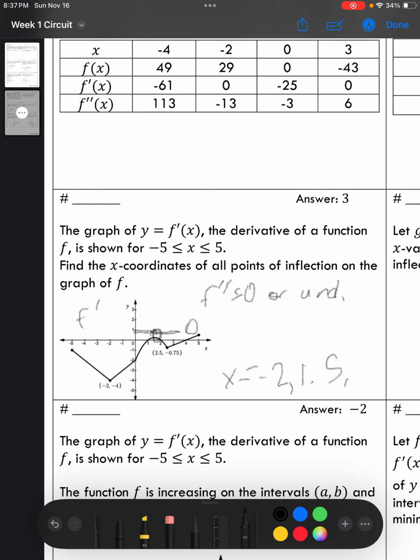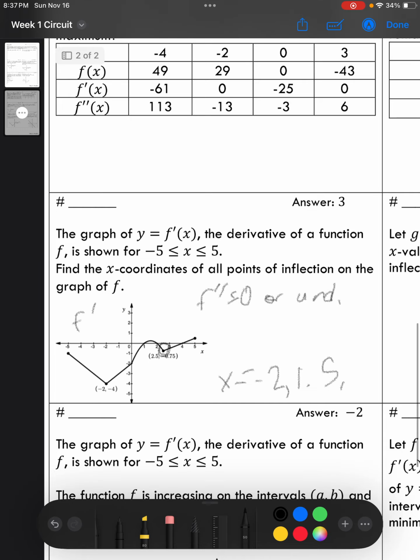And then we have another one at 2.5 here, where we're given the x coordinate. So at 2.5, again like negative 2, the slopes are changing, so it's going to be something like this, and here it makes f double prime undefined. So x equals 2.5 is another valid solution. So these are the x coordinates of the points of inflection.